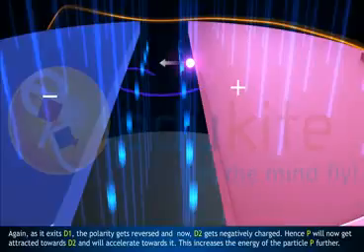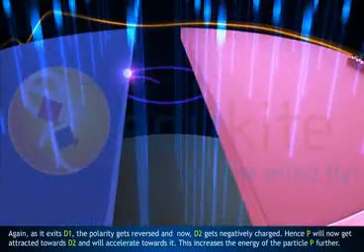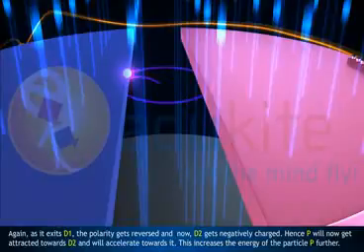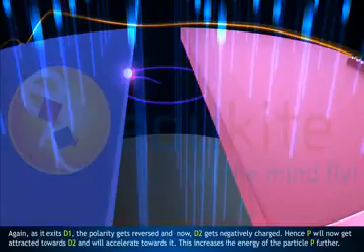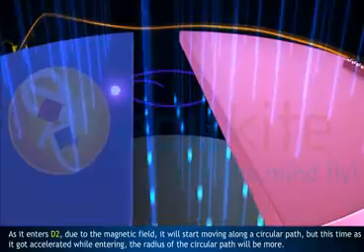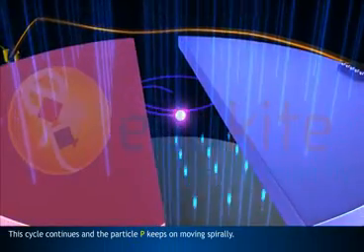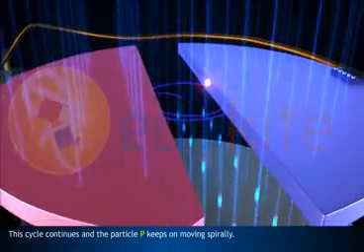Again, as it exits D1, the polarity gets reversed, and now D2 gets negatively charged. Hence, P will now get attracted towards D2 and will accelerate towards it. This increases the energy of the particle P further. As it enters D2, due to the magnetic field, it will start moving along a circular path. But this time, as it got accelerated while entering, the radius of the circular path will be more. This cycle continues, and the particle P keeps on moving spirally.